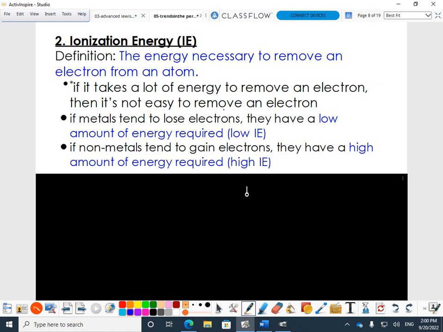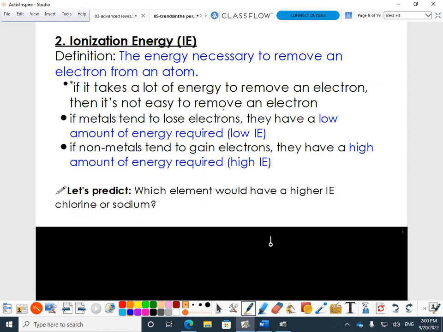Okay, so without even drawing the arrows or thinking about what the trend is and writing the criteria as they're shielding, whatever, let's predict. So if we have chlorine or sodium, which one would have a higher ionization energy? Which one would require more energy to remove electrons? Chlorine, which is Cl, or sodium, which of course is Na.